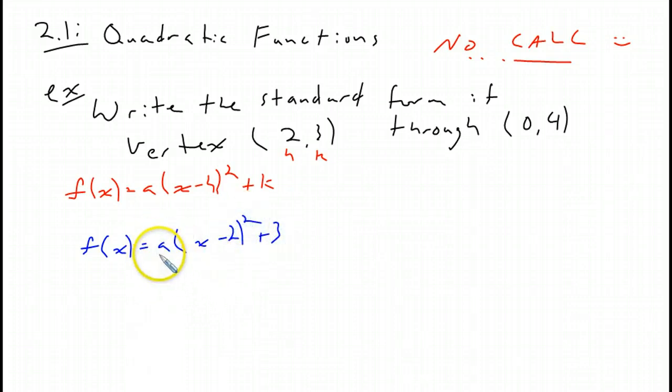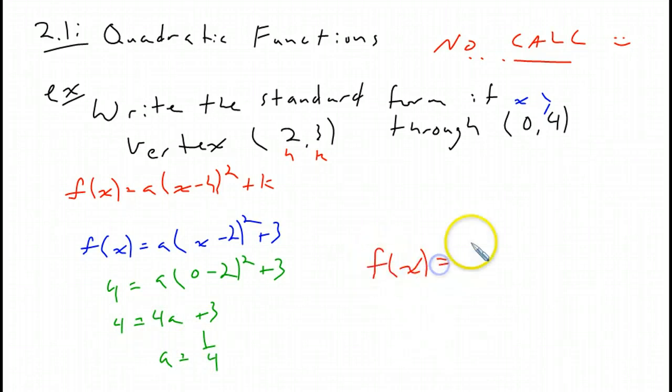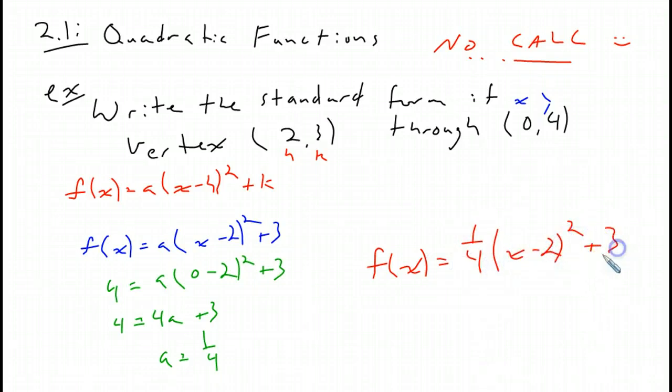And the only thing I don't know is the a. However, it gives me that it's supposed to go through this point. So I kind of have an x value, kind of have a y value. So I can just use those points to help me figure out what a is. So if y is 4 when x is 0, then I can solve for a. So then 0 minus 2 is negative 2. Negative 2 squared is 4. So it's like 4 equals 4a plus 3. Subtract 3 to the other side, divide by 4, so we know that a is 1/4. Well, there's the last part of my equation. So I can write my answer as f of x equals 1/4 times x minus 2 squared plus 3. Done.